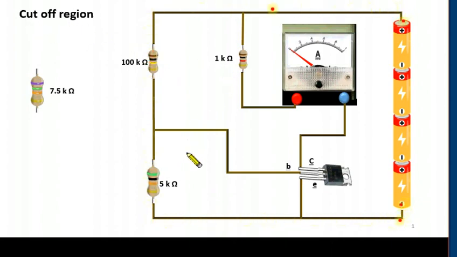How that happened? Somehow we have to stop current going through this base. If we cut this circuit, if we remove this 100 kilo ohm resistor, that also the same thing will happen. No current through this base, there will be no current then through this collector. So we call this cutoff region. So now let us go to the next state. So let us remove that 5 kilo ohm resistor.